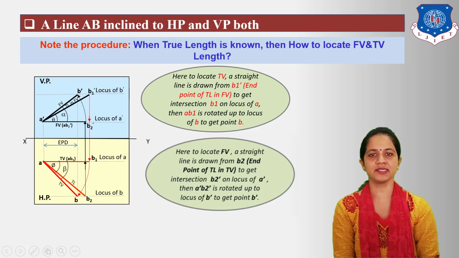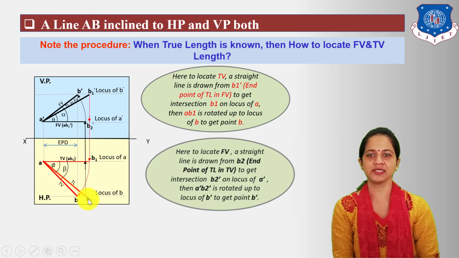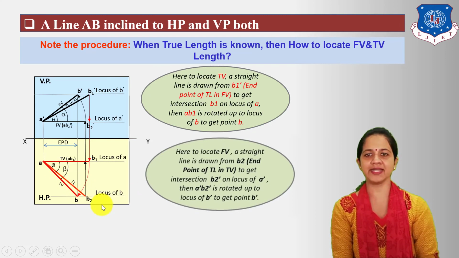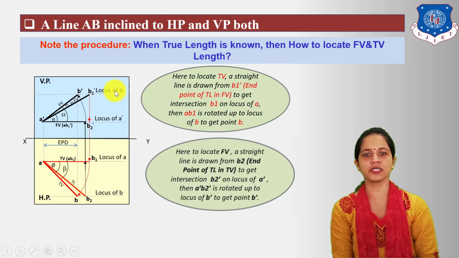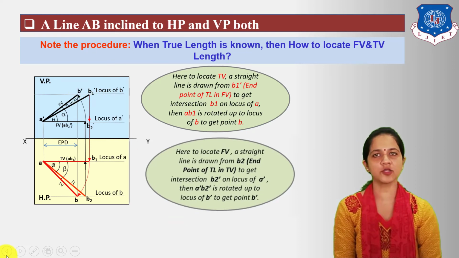Next conclusion is, here to locate the front view, a straight line is drawn from the B2 point, which is the end point of true length in top view, to get the intersection point B2 dash on the locus of A dash. Then A dash B2 dash is rotated up to the locus of B dash to get point B dash. Now for solving any numerical of projection of straight line, you have to remember the last two procedures of projection.